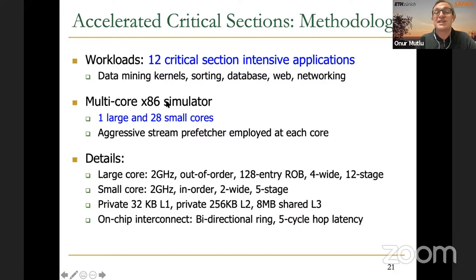We're going to look at one large and 28 small cores, and we have an aggressive memory system. We're going to look at 12 critical section intensive applications from multiple different domains: data mining, sorting, databases, networking, web, et cetera. And you can see the parameters of the large core versus small cores, similar to what I've shown you in the last lecture, basically.